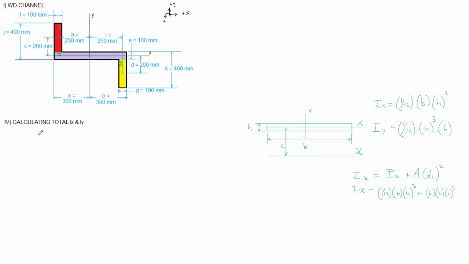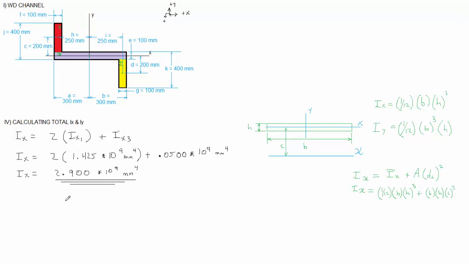The last step is to calculate the total moment of inertia on the x-axis and the y-axis. In order to do this, we simply add up all of the moments of inertia we've calculated. Notice that I'm multiplying Ix1 by 2 because there are two shapes that are exactly the same with the same distance to the x-axis. Now we plug the numbers in, and we'll find the moment of inertia around the x-axis is 2.9 times 10 to the 9th millimeters to the 4th.